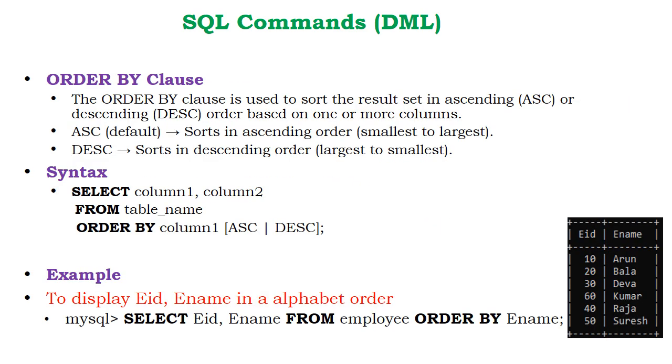Next one, the order by clause. The order by clause is used to sort the result set in ascending or descending order based on one or more columns. Ascending order is the default, sorting from smallest to largest. Descending order we have to mention manually. For example, to display the employee ID and employee name in alphabetical order, how do we write the query here? Select EID, ename from employee order by ename. So it will display the employee names in alphabetical order.